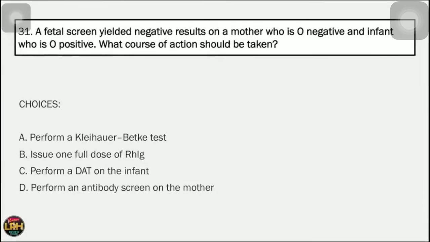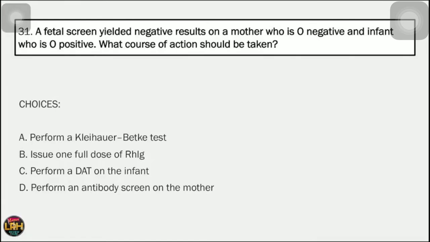Number 31. A fetal screen yielded a negative result on a mother who is O negative and infant who is O positive. What course of action should be taken? The choices are letter A, perform a Kleihauer-Betke test. B, issue 1 full dose of RHIG. C, perform a DAT on the infant. Or letter D, perform an antibody screen on the mother.